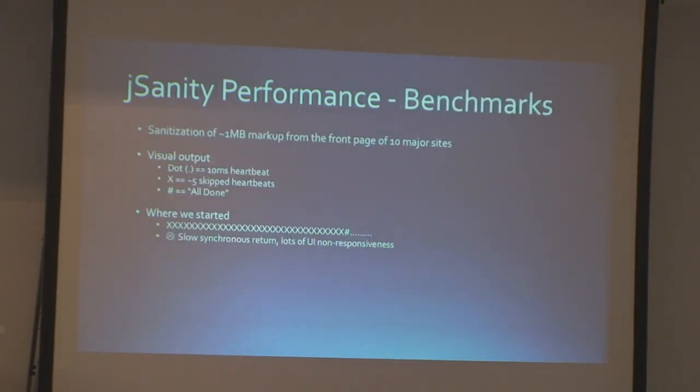So we built a performance benchmark to compare ourselves with toStaticHTML. We took markup from the 10 major websites. It was about a meg of markup from the front page, one meg total. We benchmarked how long this would take. I built a little test framework that would print out a dot every 10 milliseconds as a heartbeat, and print out an X if five heartbeats were skipped, 50 milliseconds. So we started benchmarking JSanity, and what we saw first looked basically like this, a long freeze, and then we were done. This was when JSanity was implemented as a synchronous API, so everything was blocked on this process. So that was not so good.